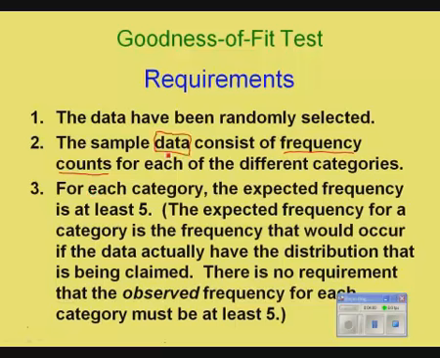Well, we've been doing that a lot. How many of this? How many of this? How many of that? Now, requirement 3. For each category, the expected frequency is at least 5. I don't care what you actually observe, but the expected frequency should be at least 5, or else we really shouldn't do a goodness of fit test for that category.